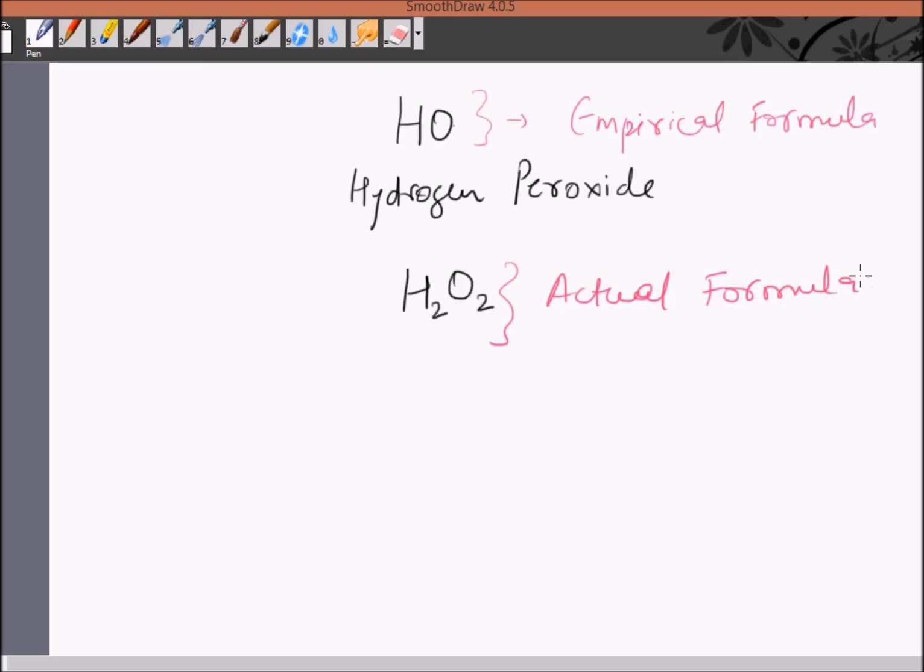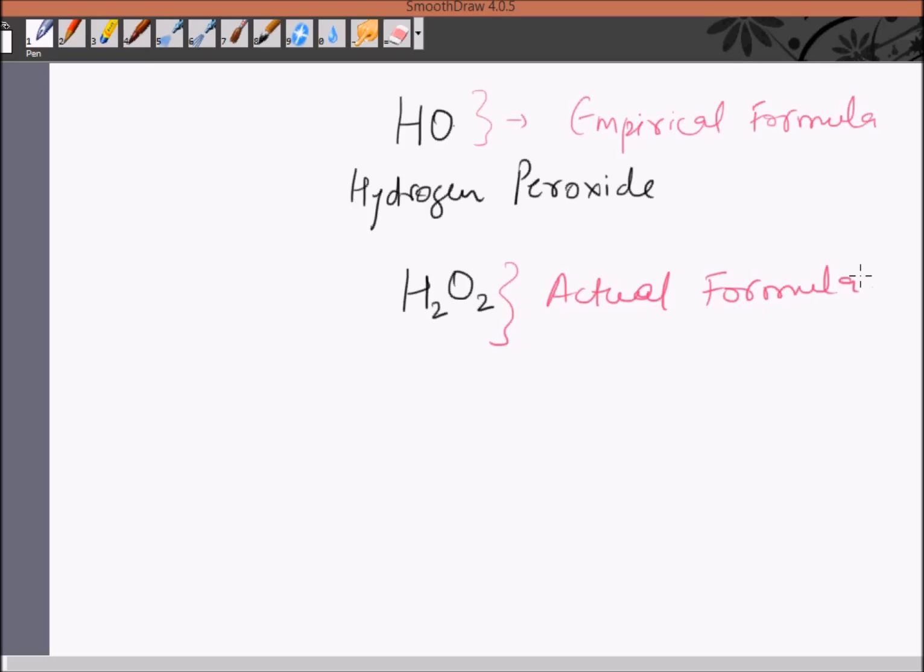On the other hand, you can see here the actual formula, which is also called the molecular formula and the chemical formula, which is actual H2O2. So this molecular formula shows that there are actually two hydrogen atoms and two oxygen atoms present in one molecule of hydrogen peroxide. Fine.